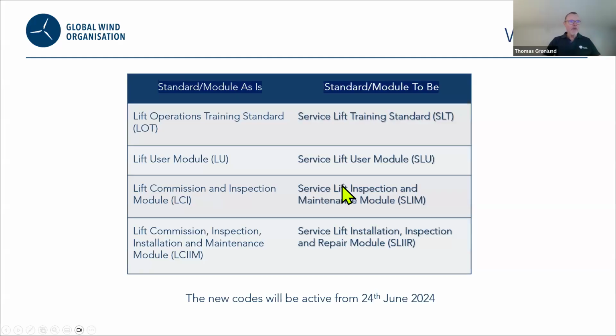So the last part of my initial presentation is just to talk about winter. I'm certainly not an expert, but I know this, that we have the old winter codes for the lift user, the LCI and the LCIIM. They are now changed to new codes according to the new module names and also the standard names. These codes, the new codes, they will be used from 24th of June this summer. So that's 1.5 months ago. They have been in operation.